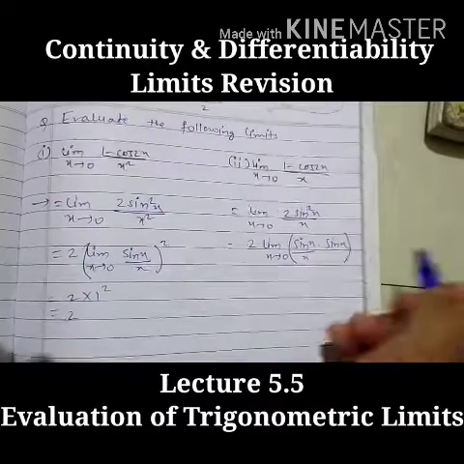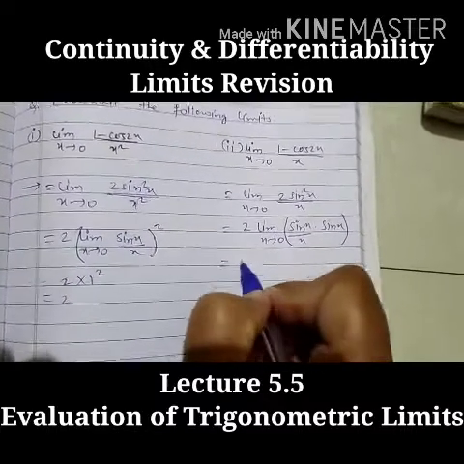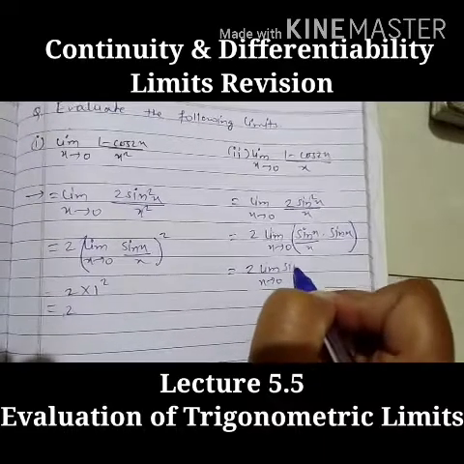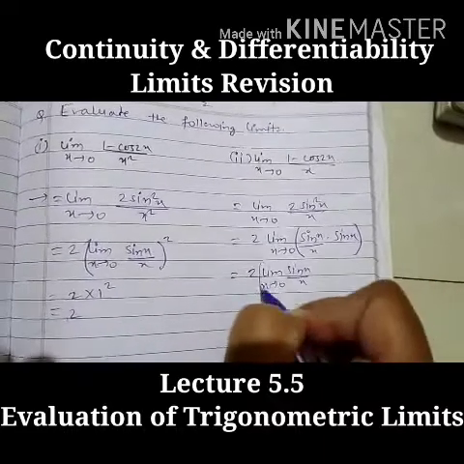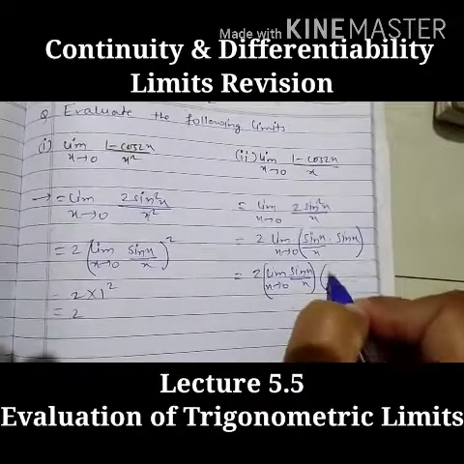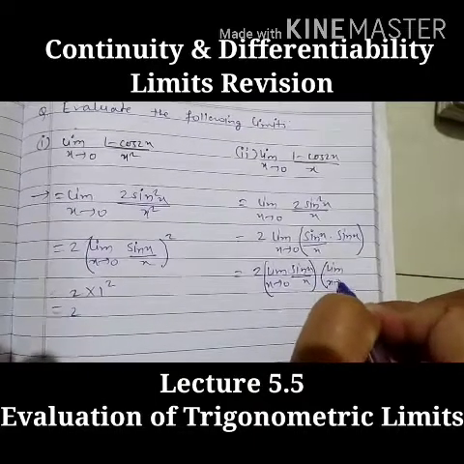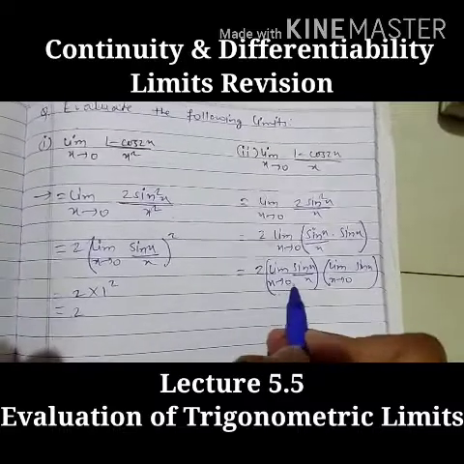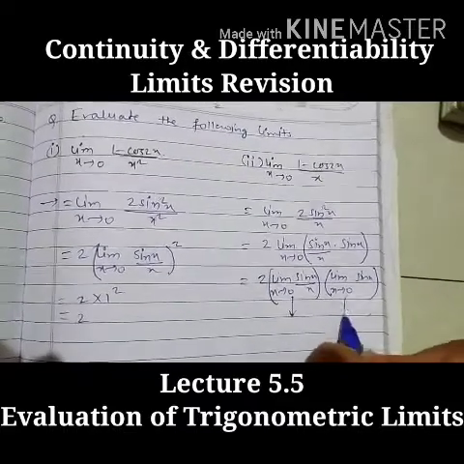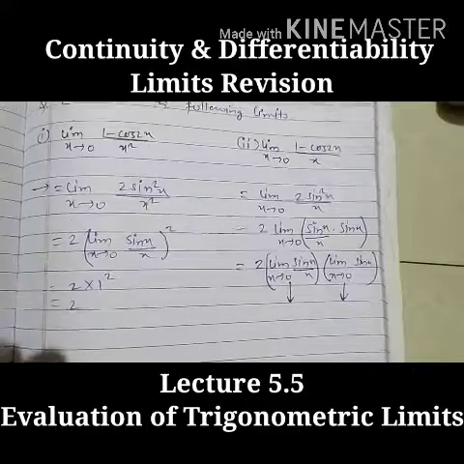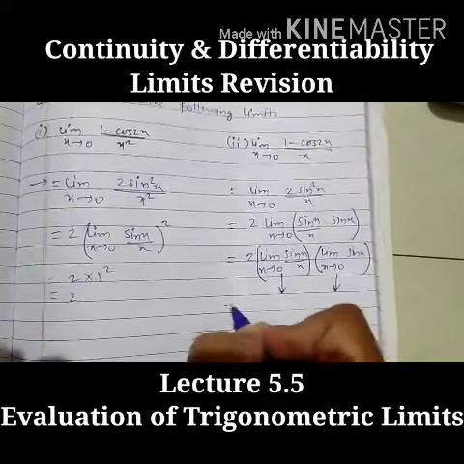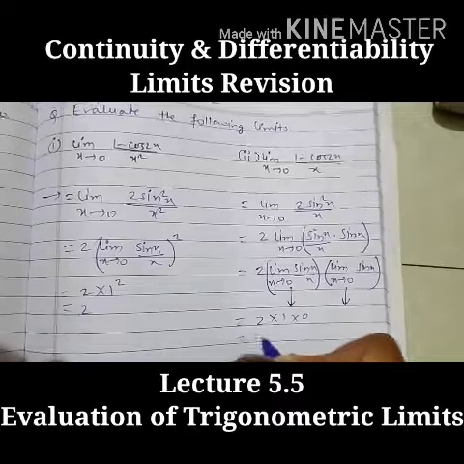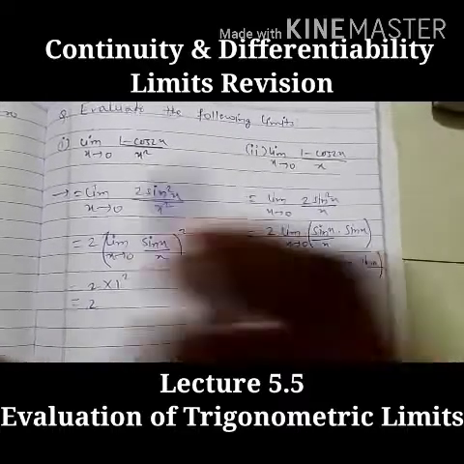Now when we apply the limit here, it is 2 into limit as x tends to 0 of sin x upon x in one bracket, and in another bracket limit as x tends to 0 of sin x. So this limit will be 1, and in this limit, what is sin 0? Yes, sin 0 is 0, and this 2 as it is. So 2 into 1 into 0 is equal to 0. Understood?